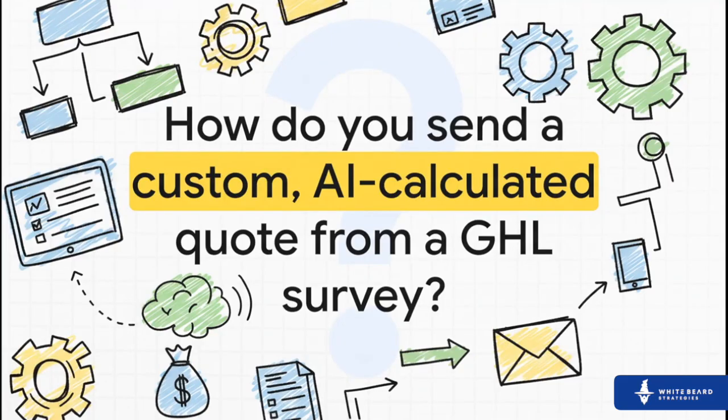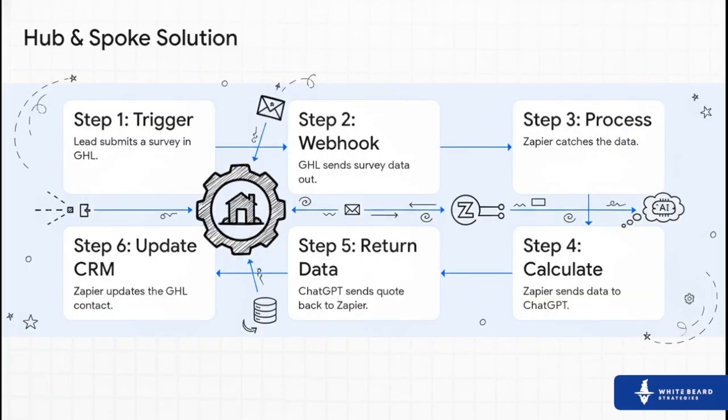So here was the problem, and this came straight from a user on Reddit. They needed to take a survey submission, with all the details like square footage and what a client needs, and use that info to calculate and send a totally custom quote. Go High Level's internal math and logic just can't handle that kind of dynamic calculation. But with the hub and spoke model, totally possible.